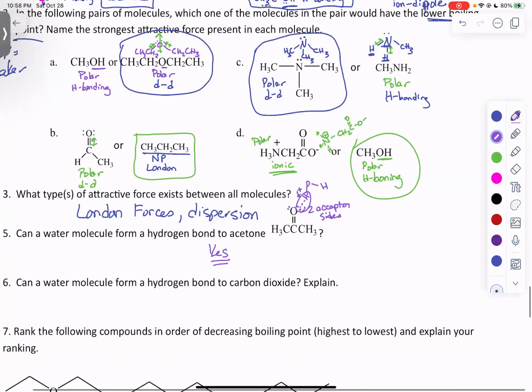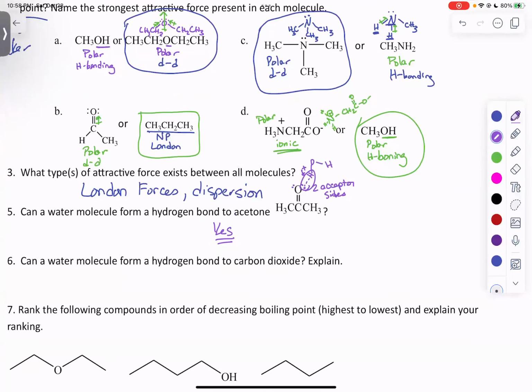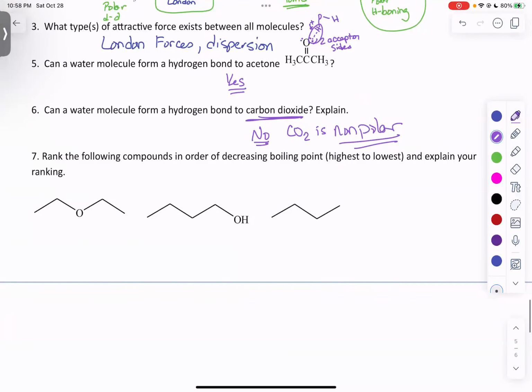Yes, it can. Can a water molecule form a hydrogen bond to carbon dioxide? No, no way. CO2 is non-polar, right? So you have to have 2 polar molecules where at least one of them has an acceptor and the other one has at least a donor, right? You can have more.